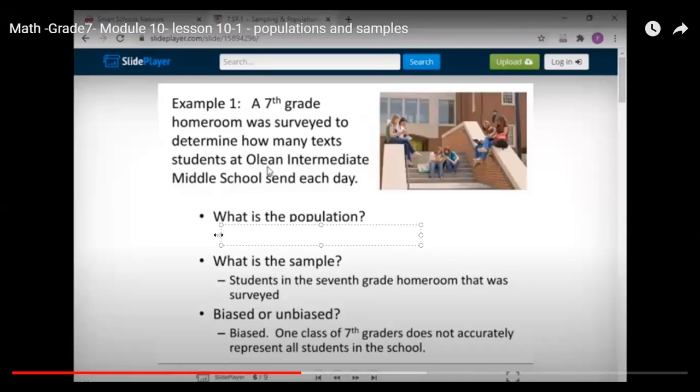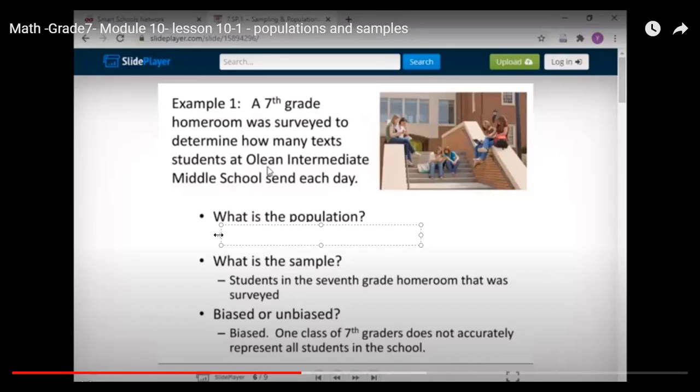Example 1: A 7th grade homeroom was surveyed to determine how many texts students at Olean Intermediate Middle School send each day. Okay, then we are talking about what? What is the population, grade 7, in this question?